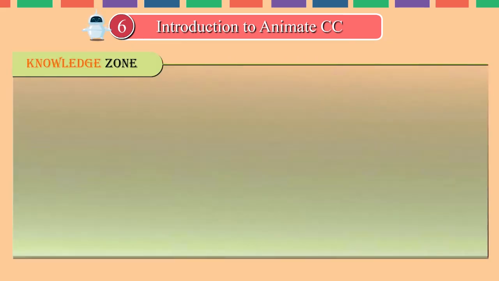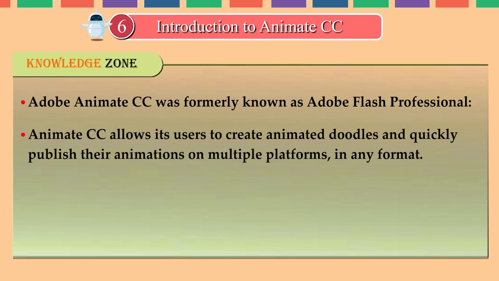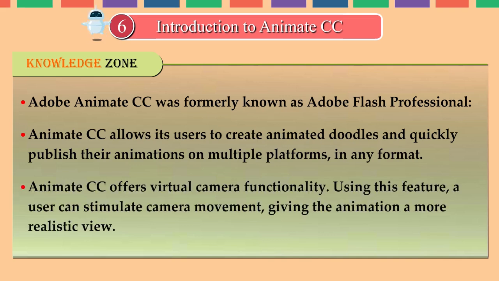Knowledge Zone. Adobe Animate CC was formerly known as Adobe Flash Professional. Animate CC allows its users to create animated doodles and quickly publish their animations on multiple platforms in any format. Animate CC offers virtual camera functionality. Using this feature, a user can simulate camera movement, giving the animation a more realistic view.